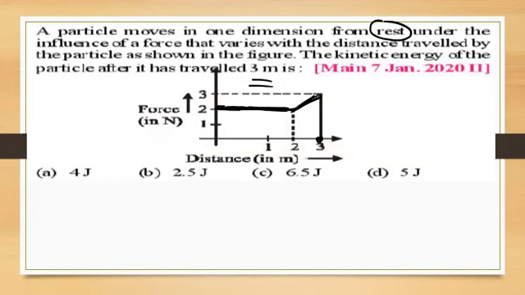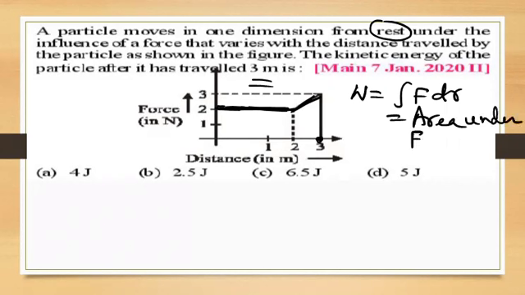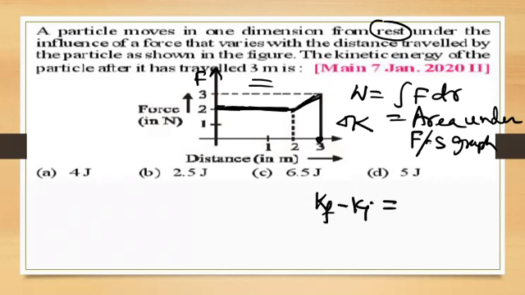So we know that work done is nothing but integration of F dot dr, no? So which is equal to area under F R graph, okay? Area under the F versus S graph. And work done is nothing but change in kinetic energy. Work done by all the forces equal to change in kinetic energy. So here only one force is there. So change in kinetic energy also like that only. So it is nothing but kinetic final minus kinetic initial equal to area under graph.